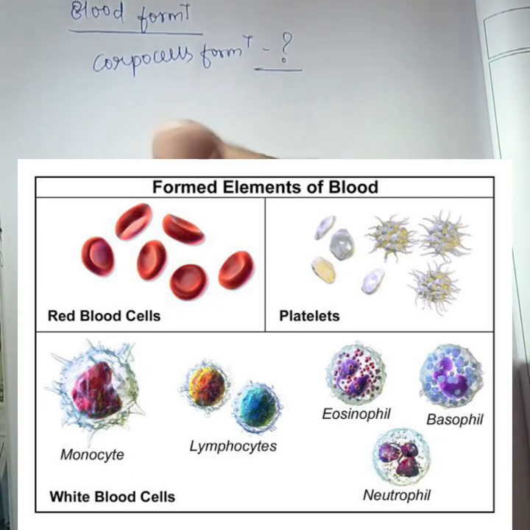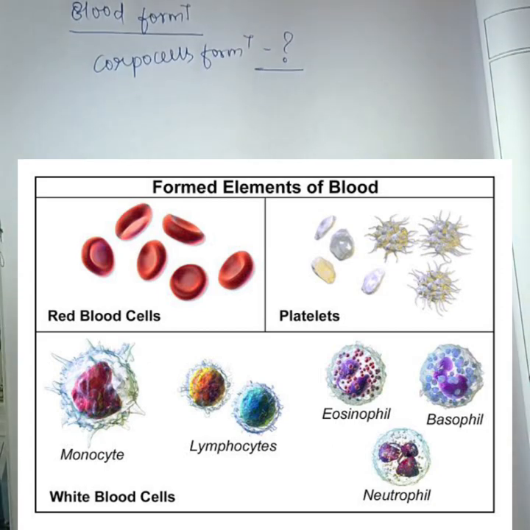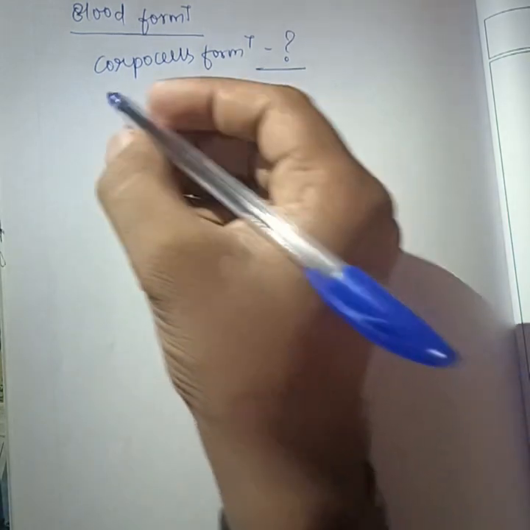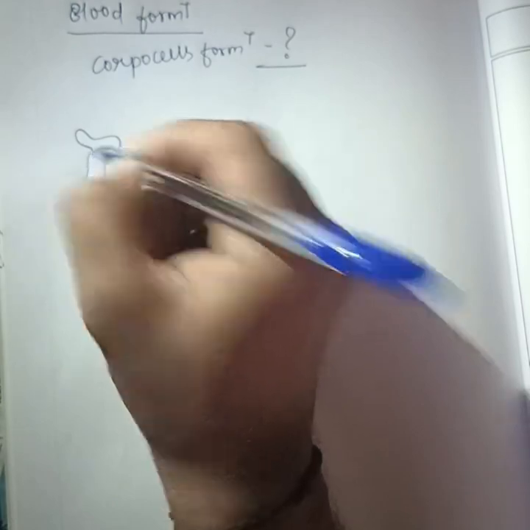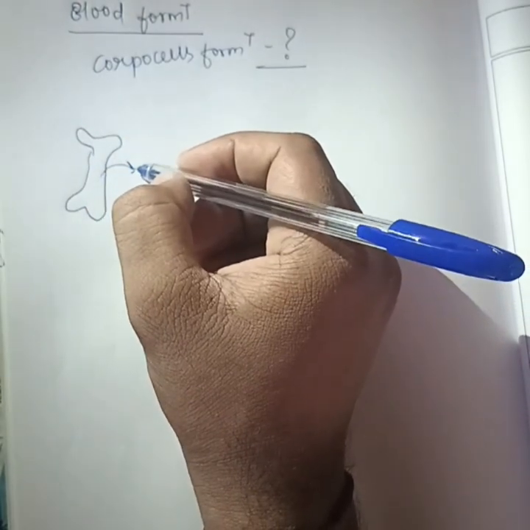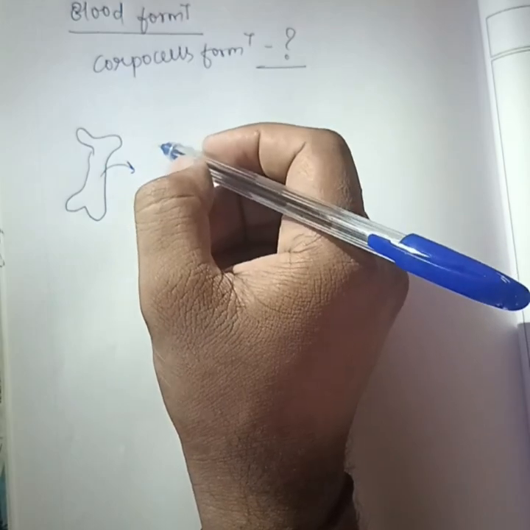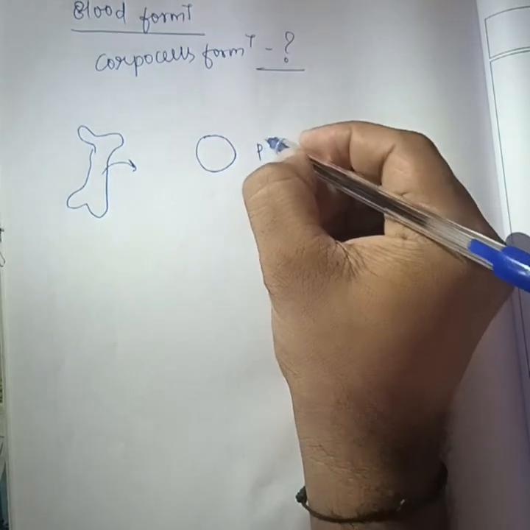So first of all, in order to form blood cells, the pluripotent stem cell in red bone marrow produces two further types of stem cells. Okay, suppose this is our red bone marrow. In the red bone marrow, the pluripotent stem cell produces two types of cells. It is your what? Pluripotent stem cell.